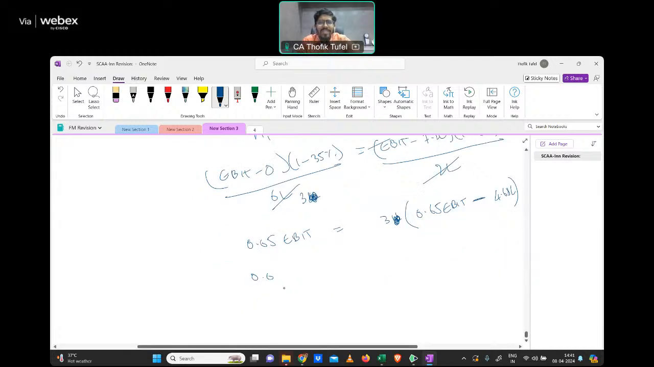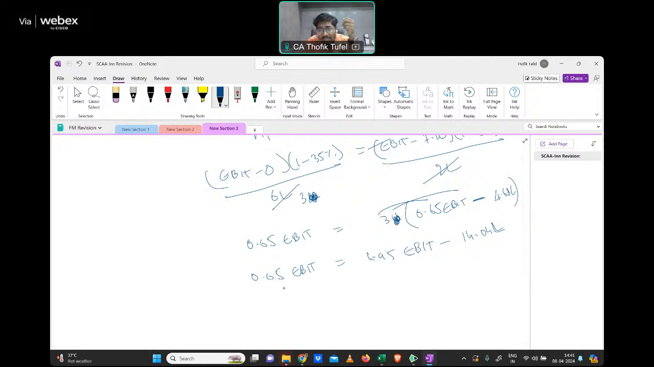Now what you have to do? 0.65 EBIT is equal to this 3 you multiply inside. So 0.65 into 3 you are getting 1.95 EBIT. So 1.95 EBIT minus 4.68 lakhs into 3 is equal to 14.04 lakhs. Now what is happening? This is negative 14.04. So this is coming here. 14.04 lakhs is coming as a positive here.